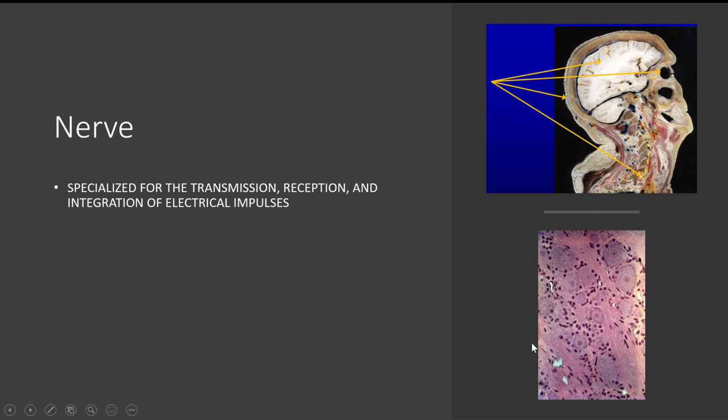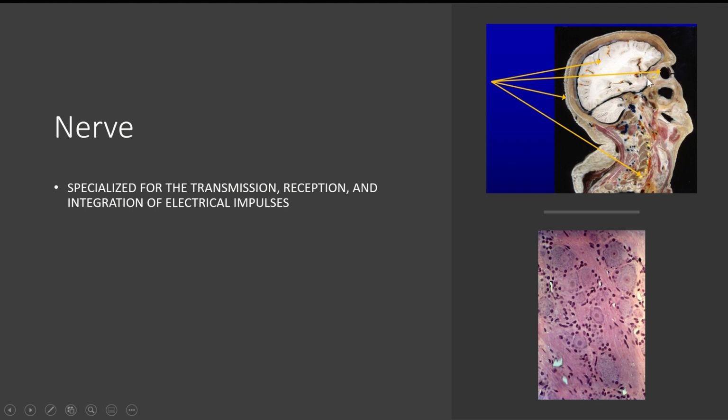Okay. And then the last one is going to be nerve. Nerve is the one that's going to help communicate everything throughout your body. It's specialized for transmission, reception, and integration of electrical impulses, right? So you've got nerve everywhere, obviously your brain.